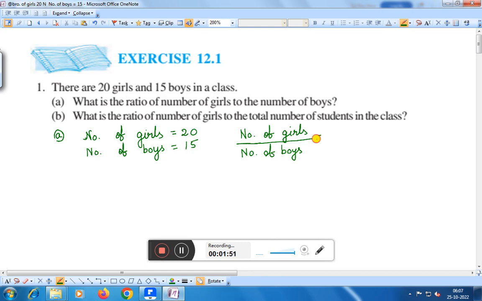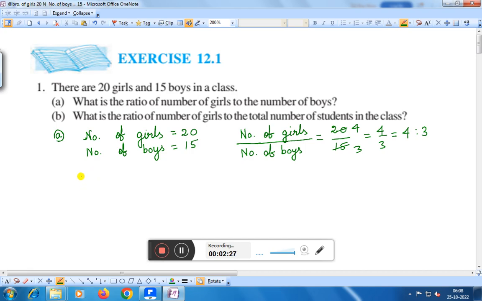Number of girls is 20 and number of boys is 15, right? If we change into lowest terms, dividing by 5, 5 threes are 15 and 5 fours are 20, that is 4 by 3, or 4 by 3 can be written as 4 is to 3, with this symbol. Therefore, the ratio of number of girls to the number of boys is 4 is to 3.